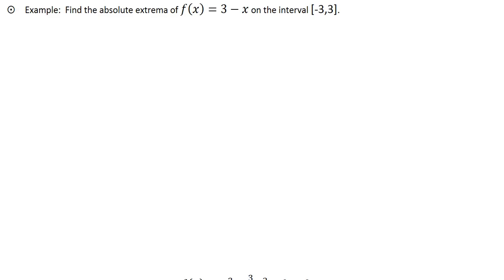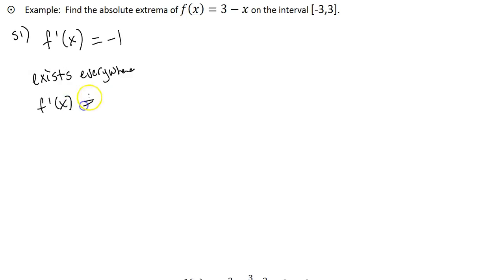So again, we're going to find the absolute extrema of f of x equals 3 minus x on the interval from -3 to 3. So for step 1, we're going to find our critical numbers. So I need f prime of x, which would be -1 in this case. Now this exists everywhere, so we don't have any critical numbers from where it doesn't exist. But also f prime of x cannot be equal to 0. So that means there's no critical numbers that we need to plug in. So step 2, no critical numbers.